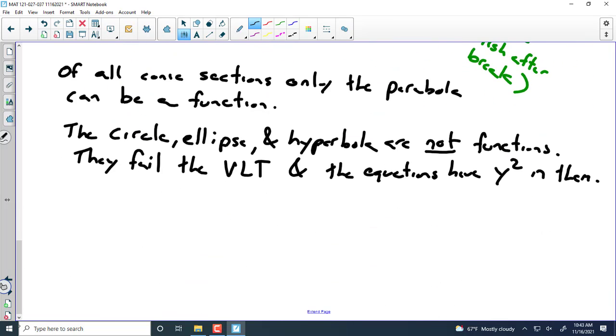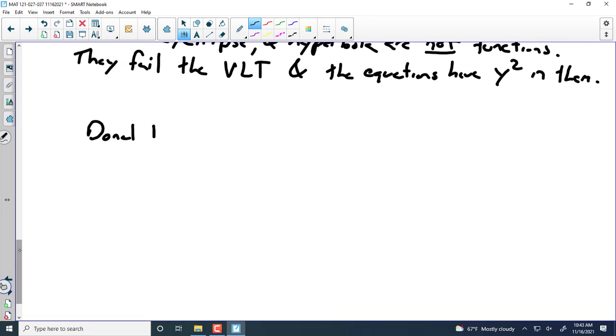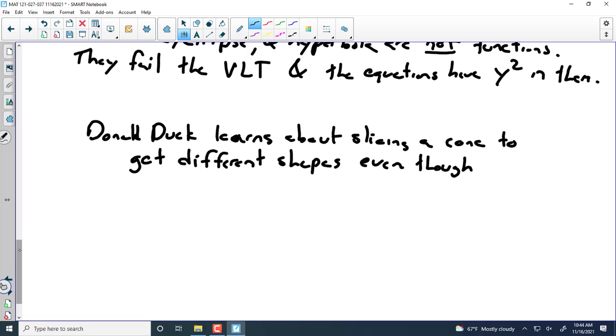So it's actually kind of cool because Donald Duck, in the aforementioned cartoon, learns about slicing a cone to get different shapes, even though they never say conic section. They never say the term conic section in the cartoon, so they do slice a cone.